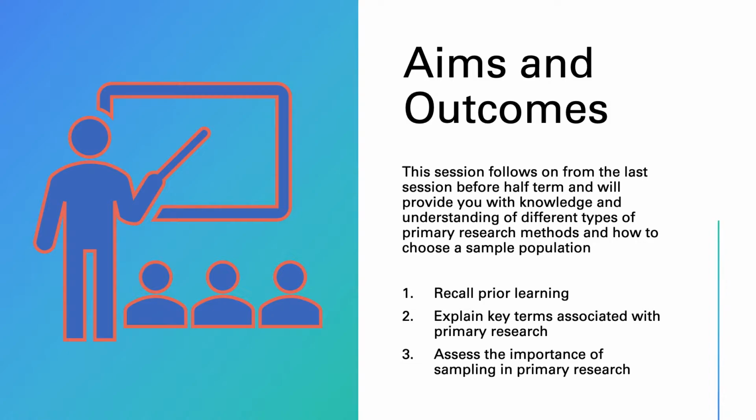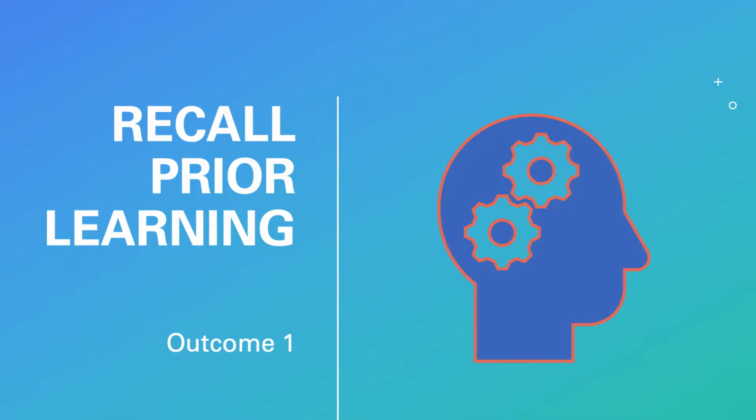And then finally, you're going to be set a task which involves you assessing, so evaluating, looking at how important something is. So you're going to be assessing the importance of sampling in primary research. Really, really important lesson for the exam, this one, because in the exam you will have to look at primary research that has been carried out into a particular health and social care issue. So you might be asked to evaluate the research methods, so you would need to know about how they chose the sample so that you could then evaluate the research method. Anyway, without further ado, let's have a look at what we covered before half term.